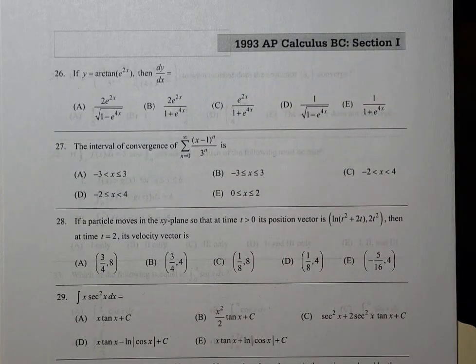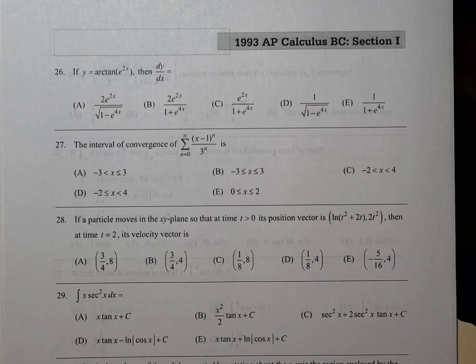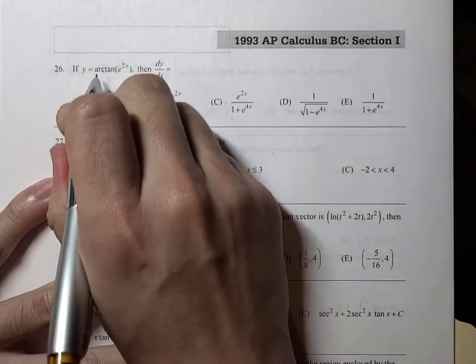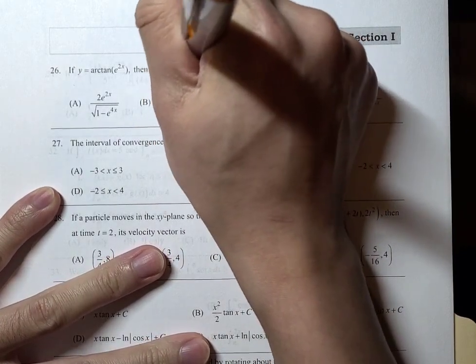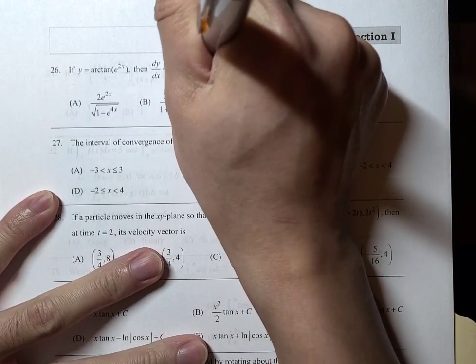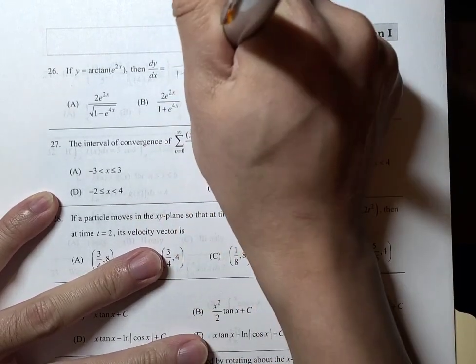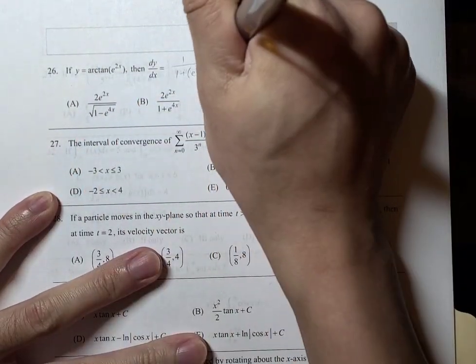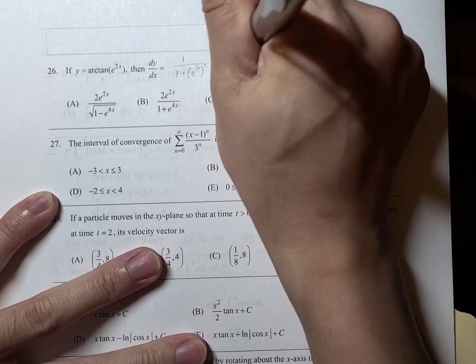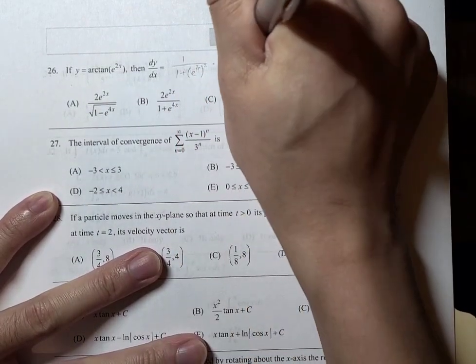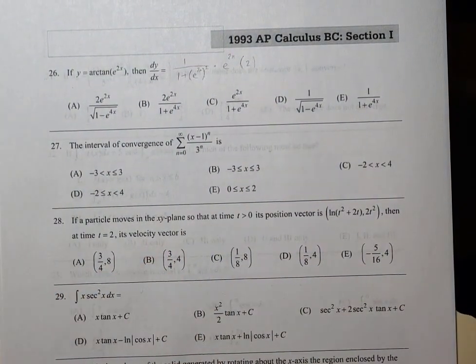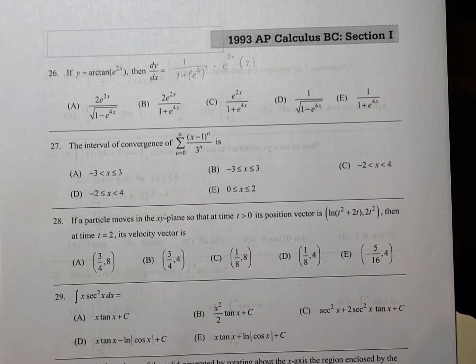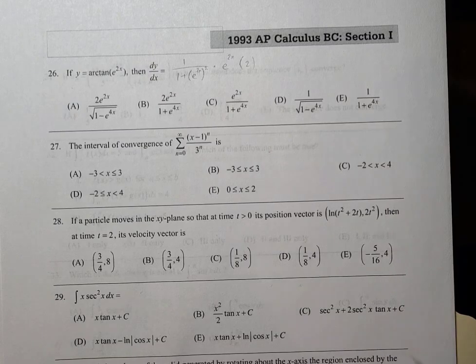If y is arctan of e to 2x, dy/dx is what? We just need the chain rule. What's the derivative of arctan? That is 1 over 1 plus the argument, so e to 2x squared, times the derivative of e to 2x, that's just e to 2x, times the derivative of 2x, which is just 2. Okay? So which guy is it? It should be a 2e to the 2x on top. It looks like it is B, and it is, okay?